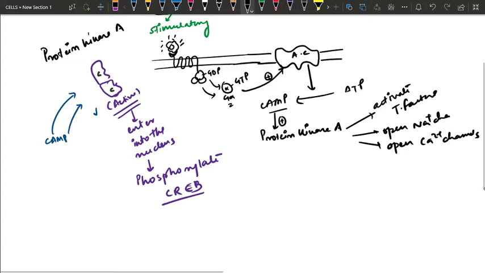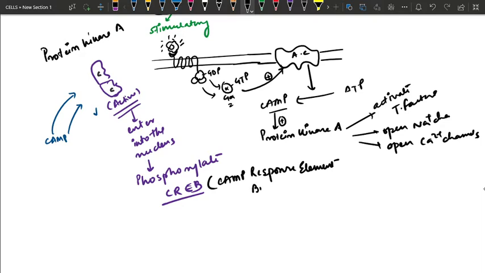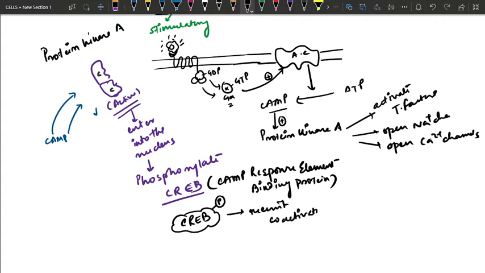The full form of CREB is very important. It is cyclic AMP response element binding protein. Now what will happen? This CREB protein will be phosphorylated, and this phosphorylated CREB protein will now recruit different co-activators. As a result, it will perform functions like activation of the transcription factor. It will also open sodium channels, calcium channels and so on. So this is the basic mechanism of how this protein kinase A acts.